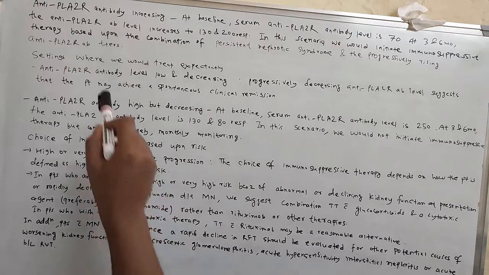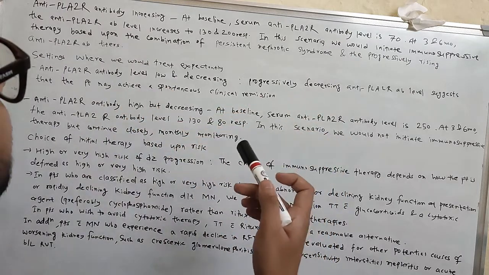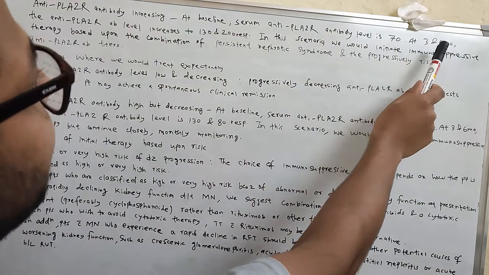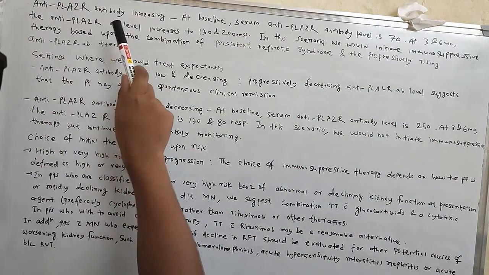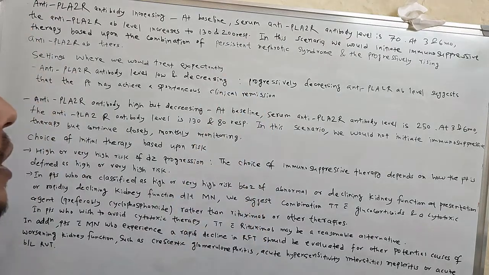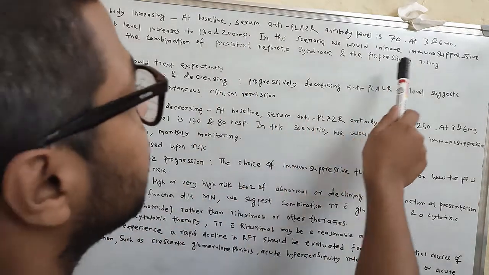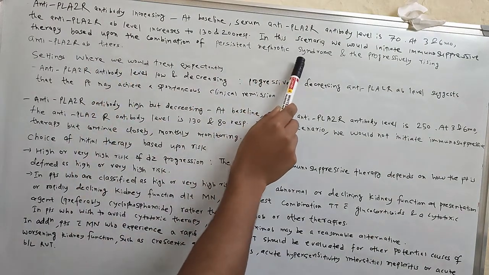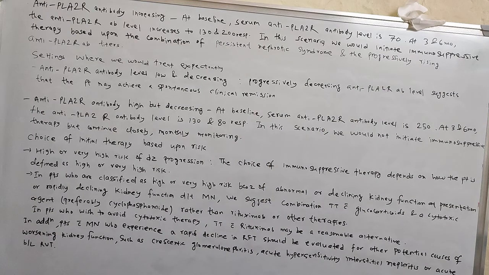Let's suppose the anti-PLA2 receptor antibody is increasing. At baseline the serum anti-PLA2 receptor antibody level is 70. At 3 and 6 months, the level increases to 130 and 200 respectively, let's say. So in this scenario, we will initiate immunosuppressive therapy based upon the combination of persistent nephrotic syndrome and progressively rising anti-PLA2 receptor antibody titers. So in what settings would we not start immunosuppressives and just treat expectantly?